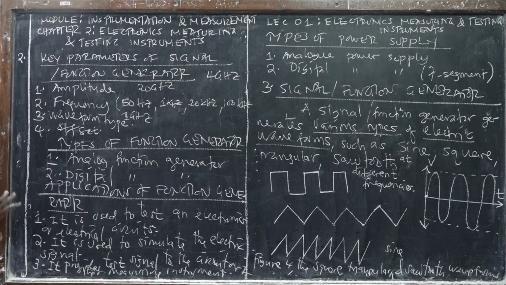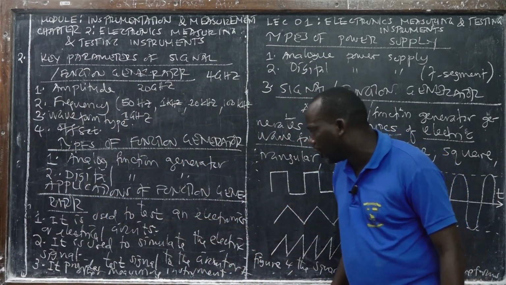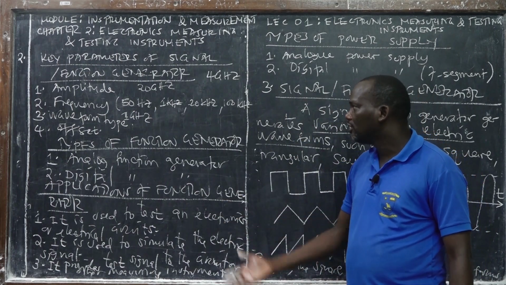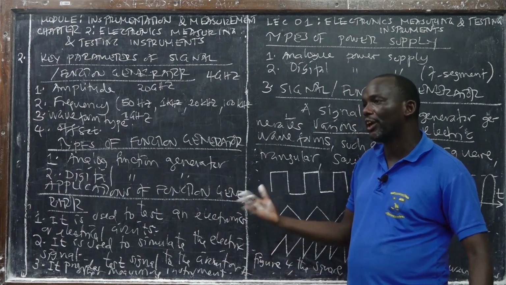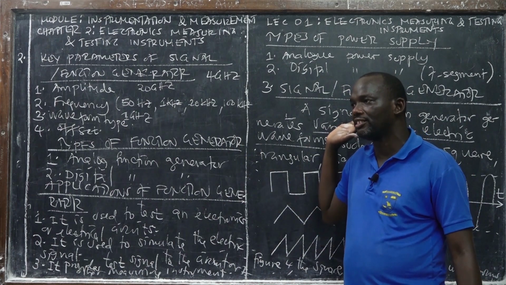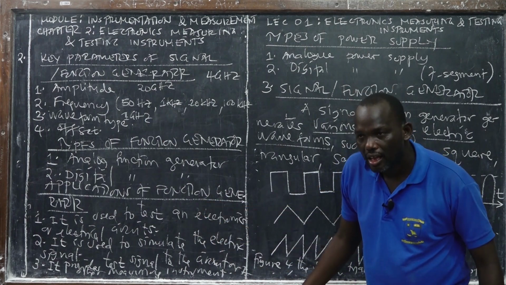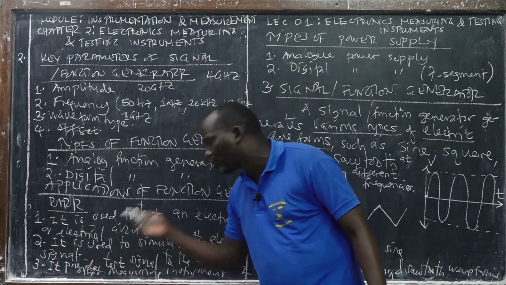So we have three main applications of a function or signal generator. The first one is used to test an electronics or electric circuit. How does it test? It provides a particular waveform of a particular amplitude. Then it can test whether the circuit is working or not. For instance, you say I've designed my BJT amplifier. If you want to test it, you need the function generator.